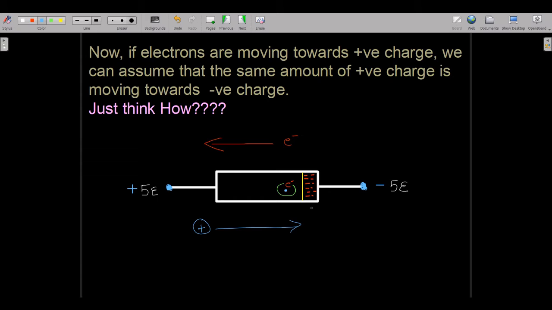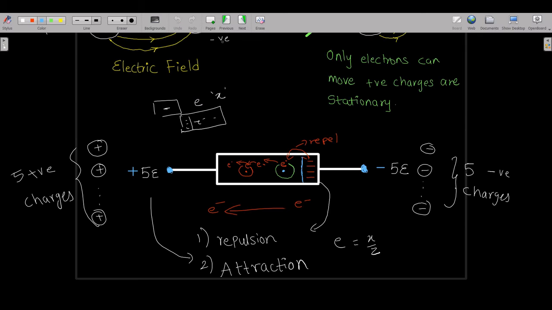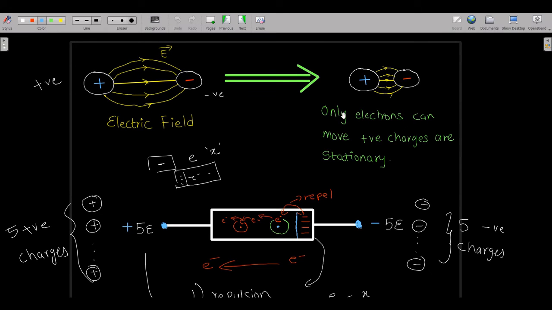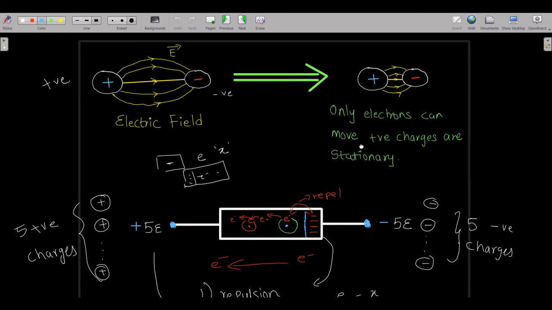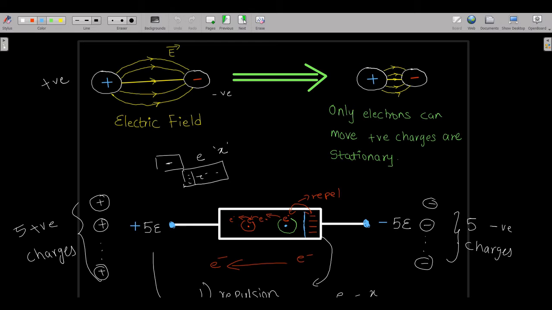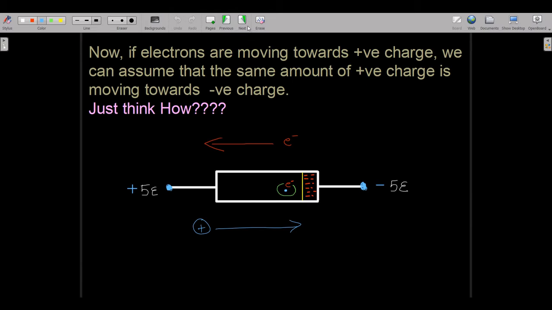This sentence is contradictory to what I said earlier, that only electrons can move and positive charges are stationary. But now on this page I wrote that if electrons are moving towards positive charge, we can assume that the same amount of positive charge is moving towards negative charge, that means over this side. These two statements are exactly opposite of each other. So I want you all to think on it. I'm pausing the video.